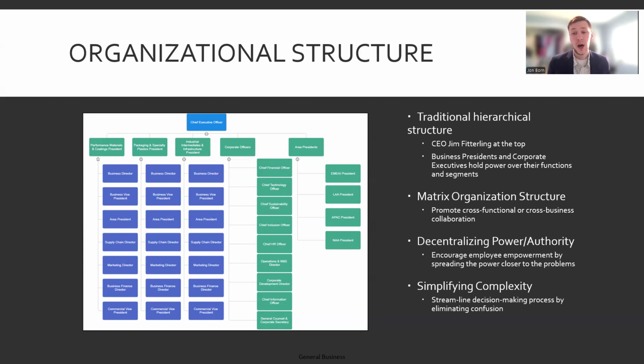A couple suggestions on how to improve this structure would be potentially a matrix organizational structure, promoting cross-functional or cross-business collaboration, decentralizing the power and authority. So that would be encouraging employee empowerment by spreading the power closer to the problem. And just simplifying this. There's a lot of different titles. There's a lot of different activity going on in this structure. So streamlining that and getting rid of the confusion could help in decision making. These are all suggestions to the Dow Chemical Company and how they can improve.